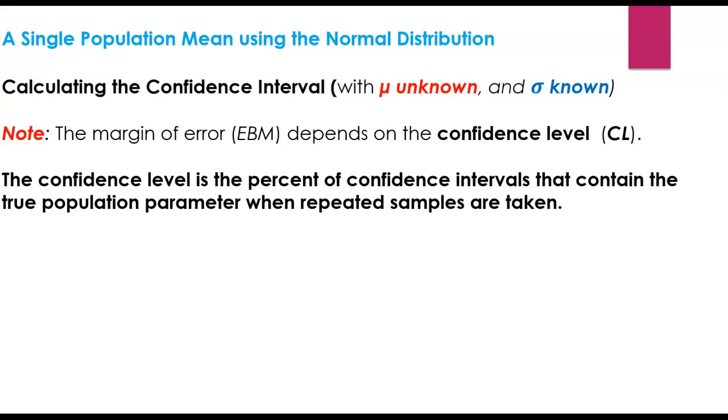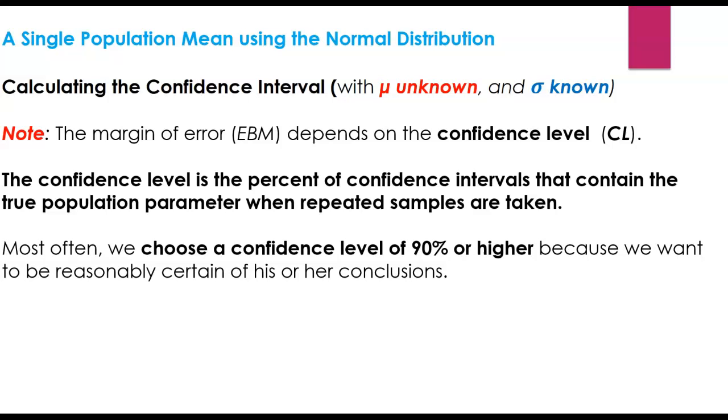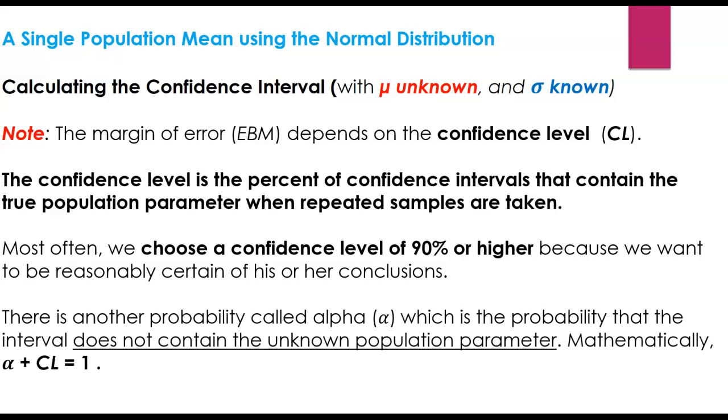Note, the margin of error, EBM, depends on what we call the confidence level, and that's something we have to calculate or look up in a table for a normal distribution. The confidence level is the percent of confidence intervals that contain the true population parameter when repeated samples are taken. Most often we choose a confidence level of 90% or higher. 95% will be fairly common in our work. We do this because we want to be reasonably certain of our conclusions. There is another probability called alpha, which is the probability that the interval does not contain the unknown population parameter. Mathematically, alpha plus CL equals 1.